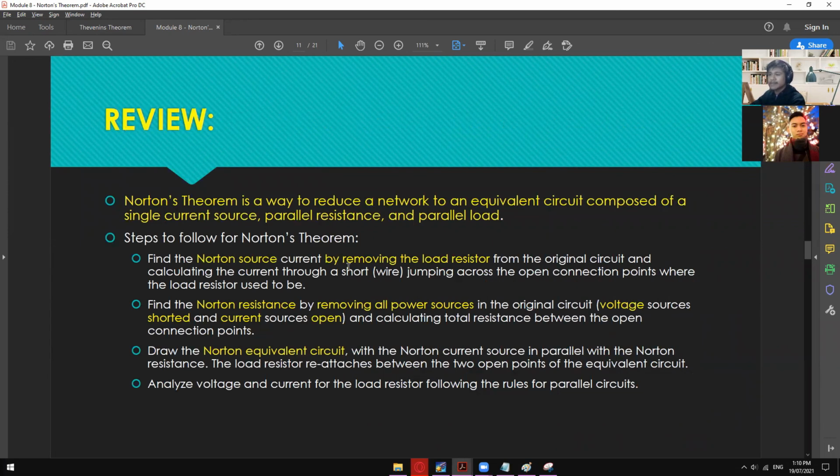Okay, so kind of the same, removing the load resistors and then removing all the power sources. So we'll just short it. If it's a voltage source, just leave it open. If it's a current source, and then what else? And then from there you can now find the Norton's current and then the Norton's resistance to transform that one into a Norton equivalent circuit.